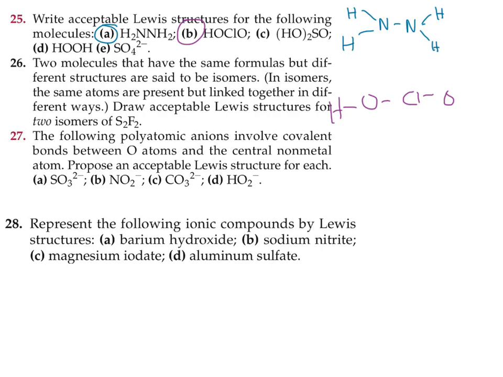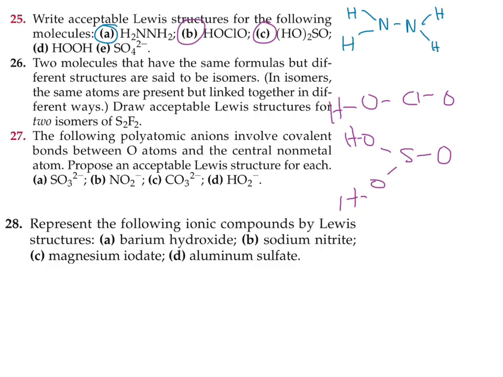For C, we have a sulfur in the middle. I wish I had looked at my answer key. For C, we have a sulfur in the middle, and it's singly bonded to an oxygen, and then it's also singly bonded to 2 OH groups. See what you can do with that one.